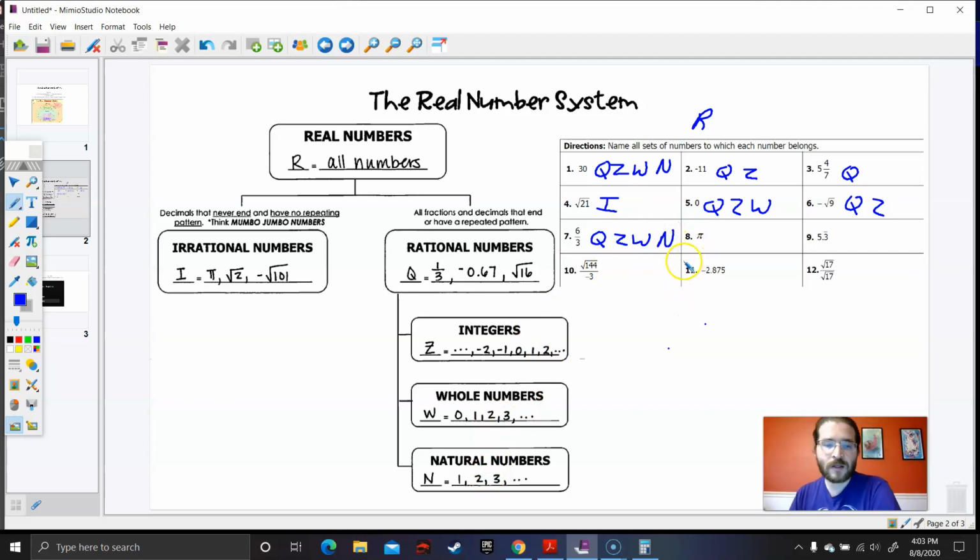All right, number 8 should be pretty easy because it's already in our notes, right? It's an irrational number. Remember, pi is a number that never ends. So it's an irrational number.